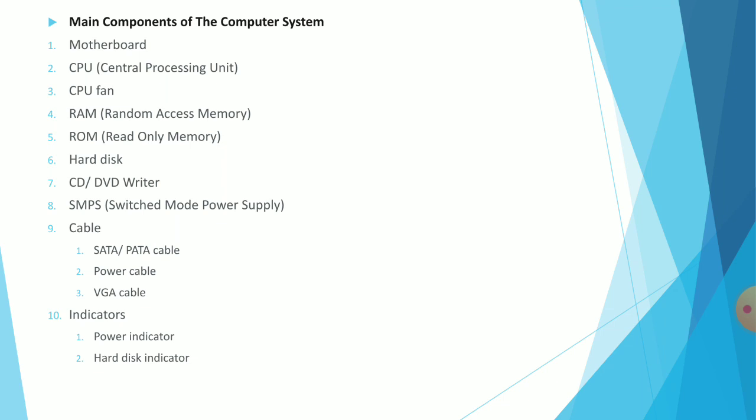CPU fan is for cooling purposes. Every CPU has a cooling fan to save it from heating. Okay. Then the next part is RAM. RAM is a primary memory where all the programs are stored to run.